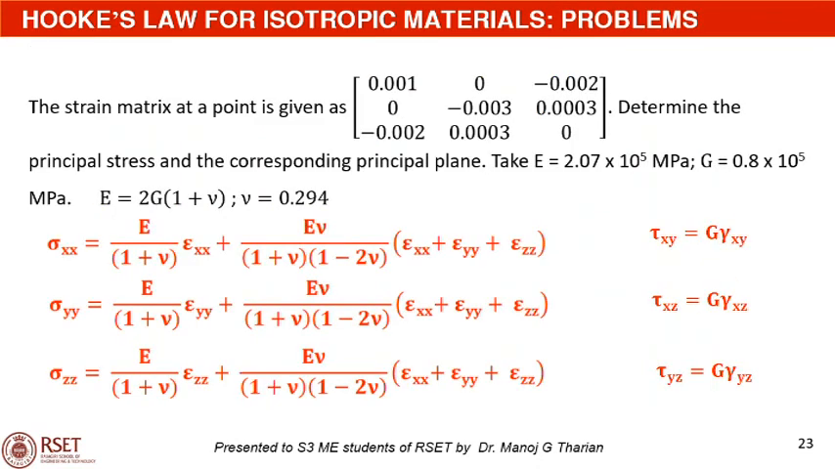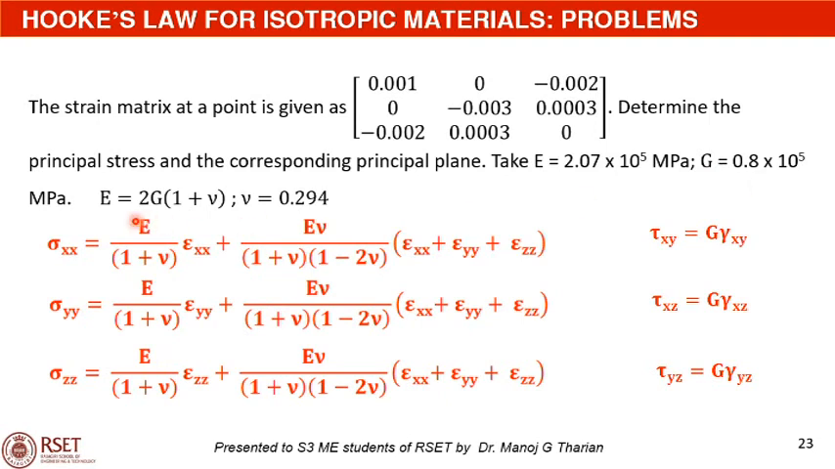The application of Hooke's law is explained using a numerical example given here. In the question, we are given the strain matrix at a point. We are asked to determine the principal stress and the corresponding principal plane. Take the modulus of elasticity E is equal to 2.07 into 10 raised to 5 megapascal, and the modulus of rigidity G is equal to 0.8 into 10 raised to 5 megapascal.